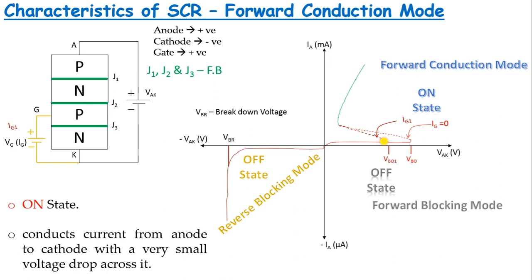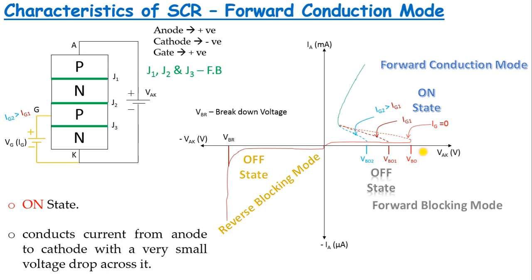So this is the characteristics curve of SCR for IG1. Now we can see what happened when you are increasing this VG such that IG2 is greater than IG1. For this IG2, the VBO will occur earlier than this VBO1. So this VBO2 is lesser than that of this VBO1, and this VBO1 is lesser than that of this VBO for IG equal to 0. So this is the characteristics of SCR under forward conduction mode.